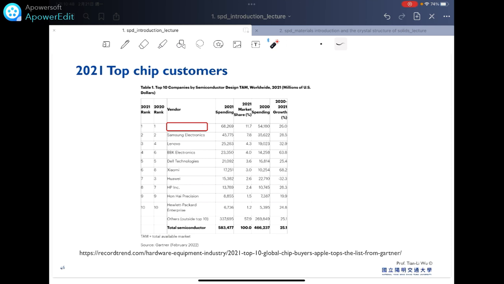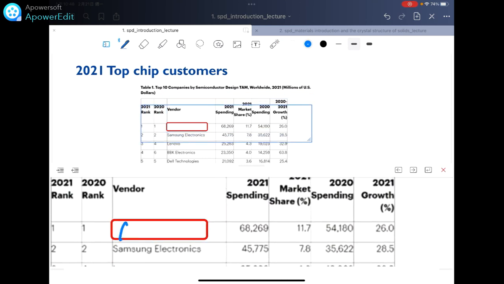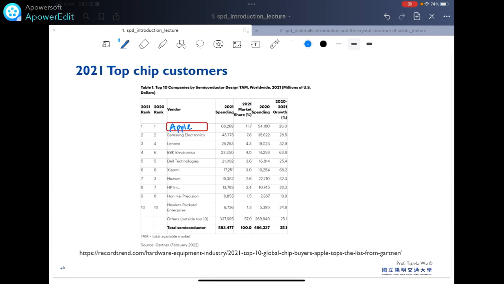But I want to say that the first one right now is Apple. This is 2021 data. You can see that even from last year, it's still the same. So Apple right now is not only the top chip seller, but also the top chip customer, because they try to buy all kinds of devices to increase their device performance.